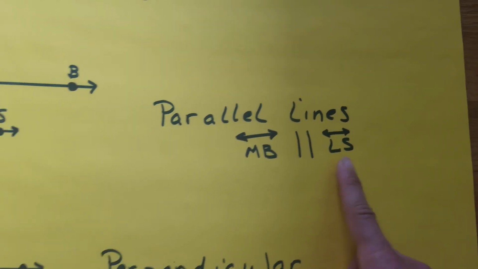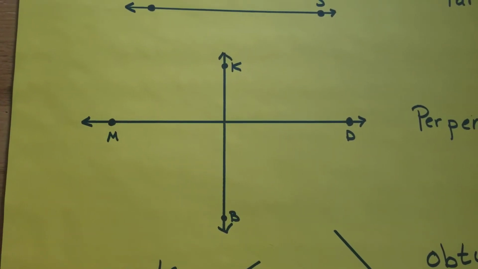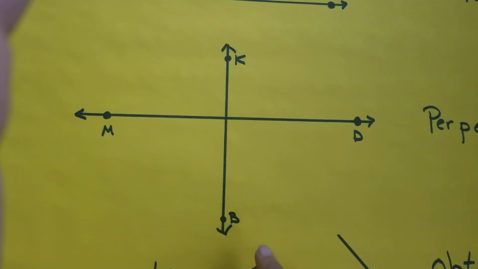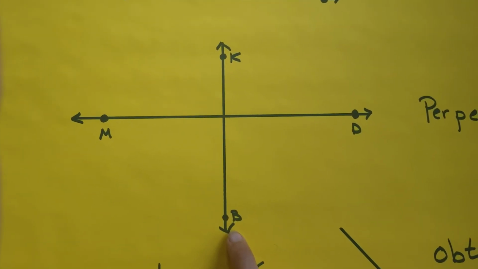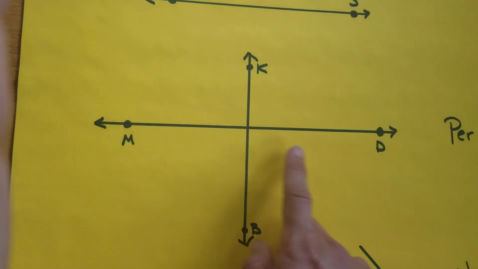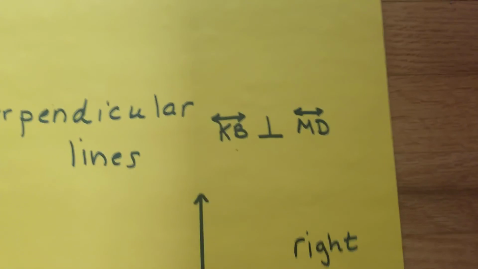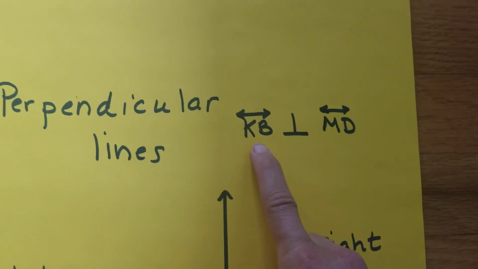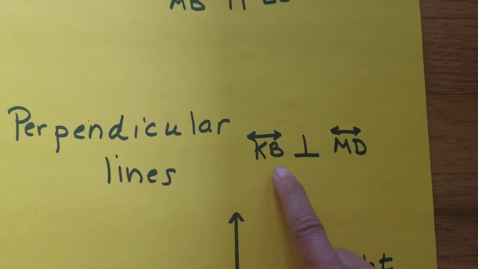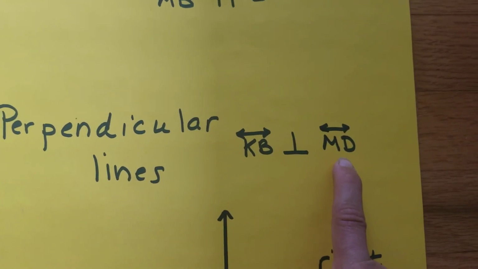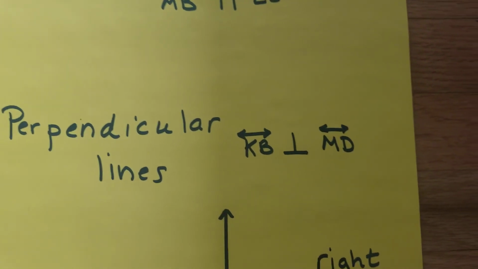All right, another kind of lines we have could be perpendicular. So now I have a line, and it's a line because it continues in both ways. Line KB is perpendicular to line MD. And then notice how I would write that. I would write KB and then the perpendicular sign, MD. So line KB is perpendicular to MD. And notice again, that's a line because it continues in both directions.